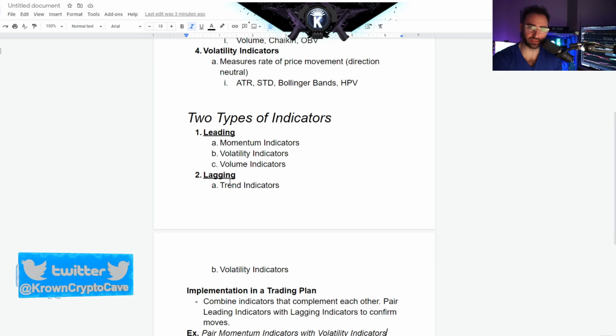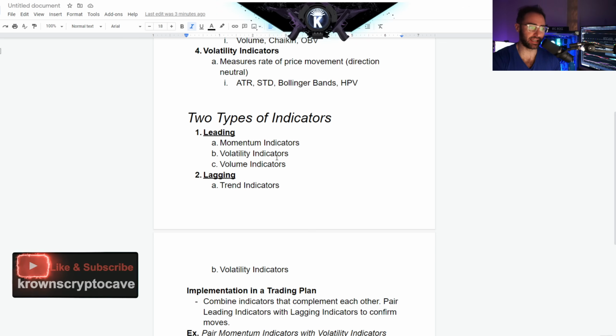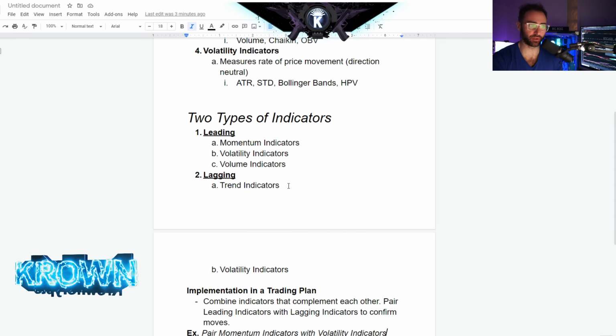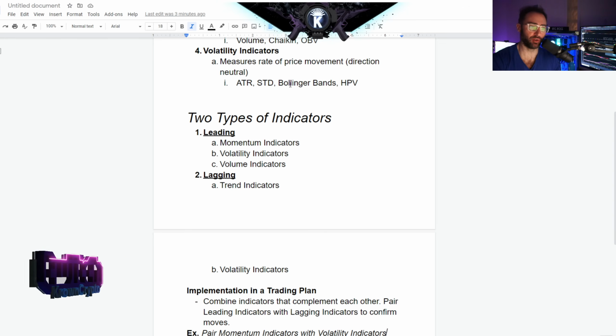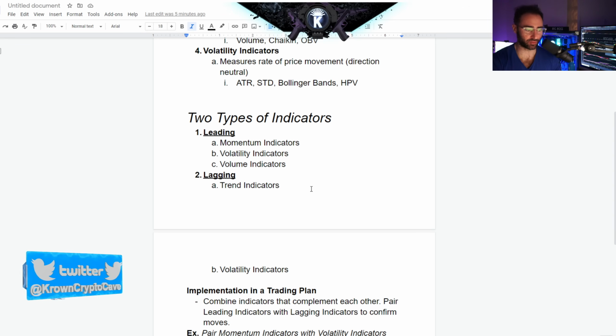However, trend typically comes in the lagging variety. Momentum is almost always going to be leading, and volatility will mostly be a lagging indicator if you're looking at the ATR, STD, Bollinger Bands, that sort of thing. However, there can be instances where it is a little bit of a leading indicator as well.